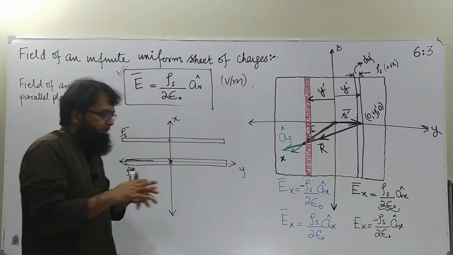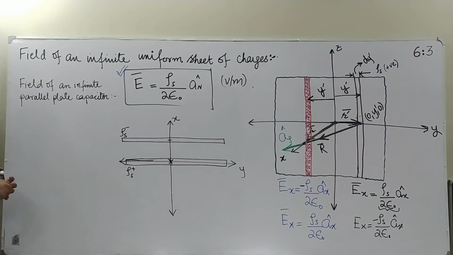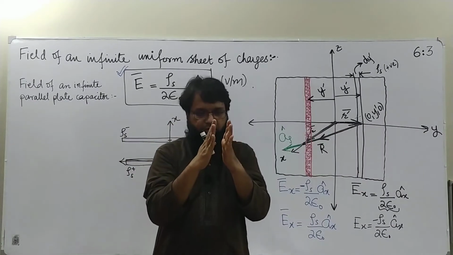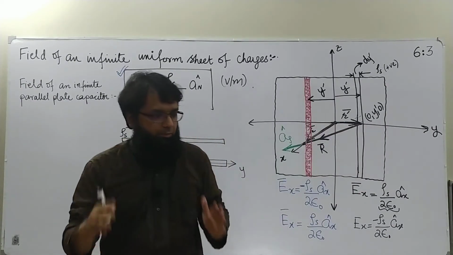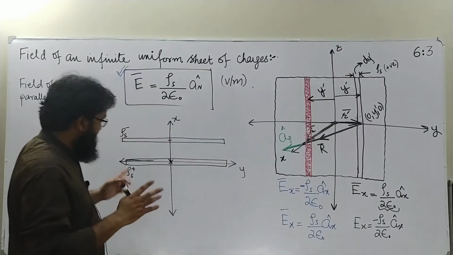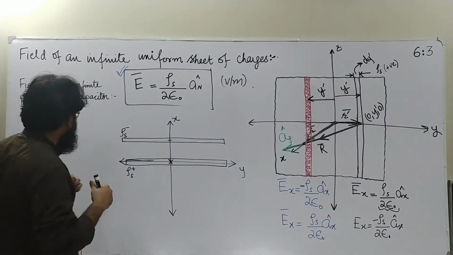Let's try to apply that on an application which you have already discussed in your pre-engineering, perhaps. You must have studied a device which is known as the infinite parallel plate capacitor, in which we have got two metallic sheets of infinite areas and which are very close to each other. The distance is very small, and the areas of both the sheets are infinite.